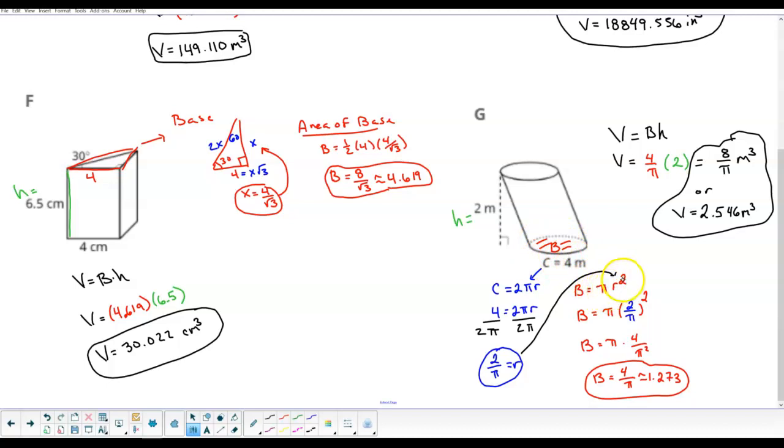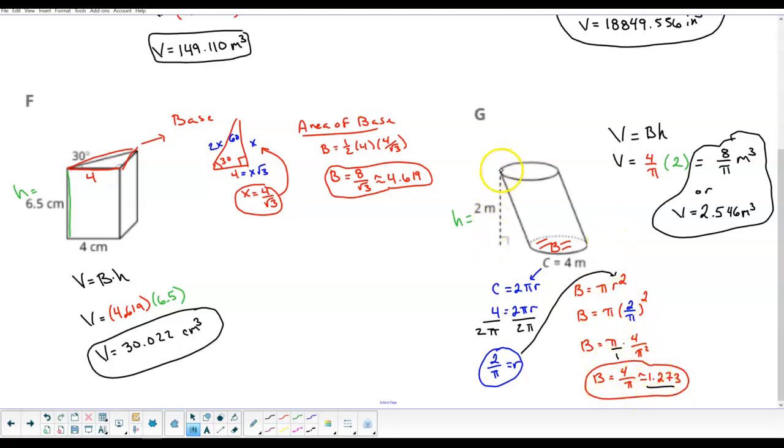Area of the circle is pi r squared. So if I square 2 over pi, I'm going to square the top and the bottom. I get 4 over pi squared. Notice I'm going to multiply that by pi. A pi on top and a pi on bottom will cancel, leaving me with 4 over pi. Or if you just use your calculator, you get 1.273. Now I know the area of the base.